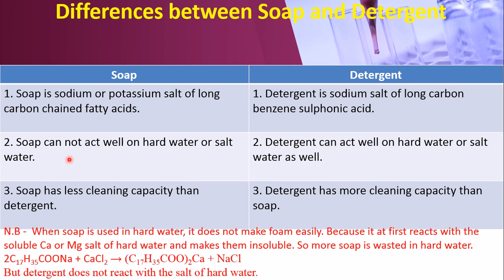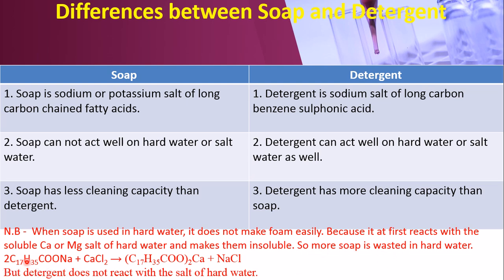Look, why soap cannot act well on hard water or salt water. You know what is hard water. In hard water, different types of calcium and magnesium salt are dissolved. So when soap is used in hard water, it does not make foam easily because it at first reacts with the soluble calcium or magnesium salt of hard water and makes them insoluble. So more soap is wasted in hard water.